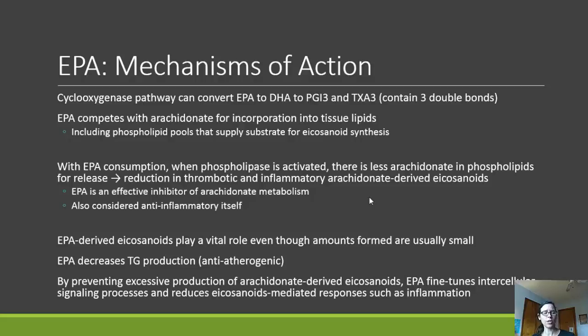So for instance, we know that EPA decreases triglyceride production, and in that it's anti-atherogenic. So by preventing our excessive production of these eicosanoids from arachidonic acid, EPA is really able to fine-tune intercellular signaling to reduce eicosanoid-mediated responses such as inflammation.